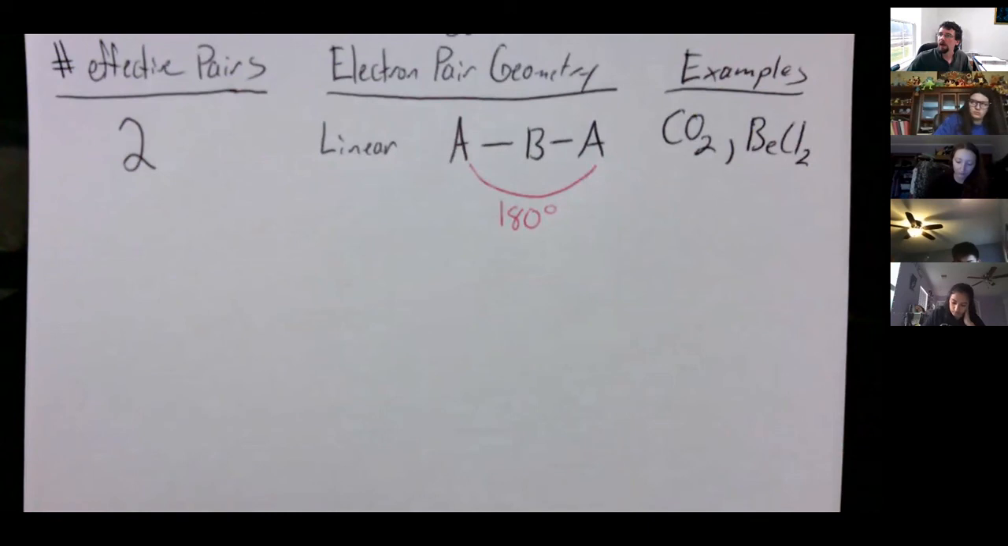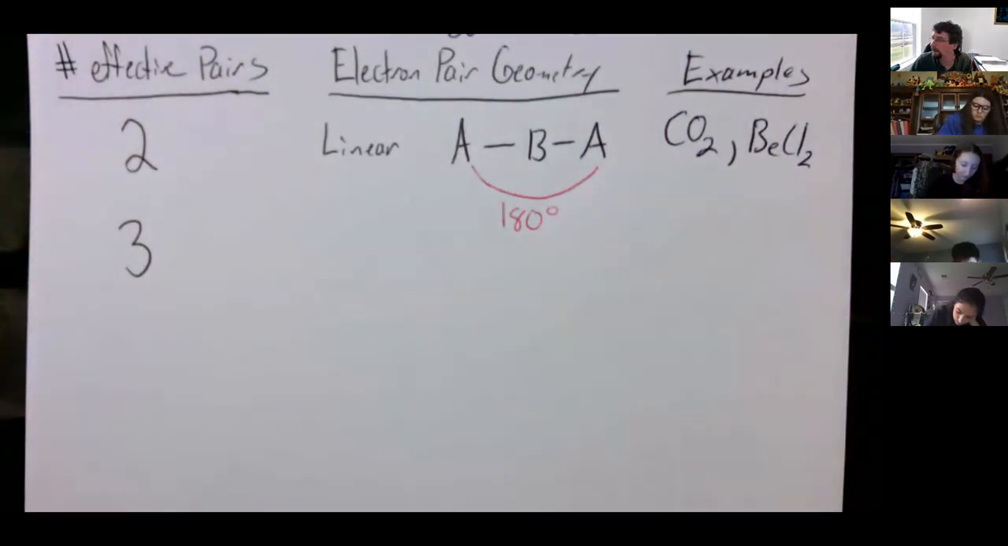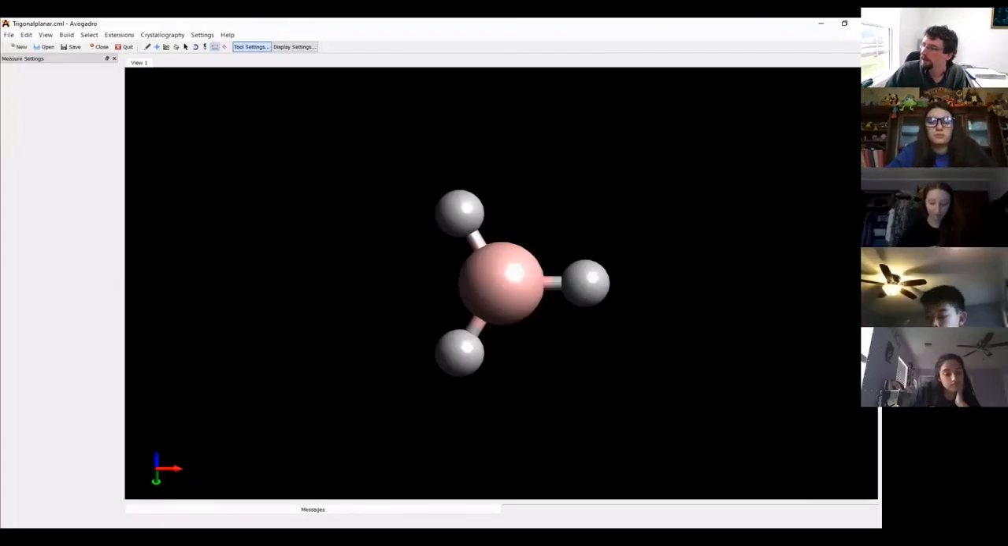All right. So now let's move on to 3 effective pairs. Again, I'm going to share my screen with you, and we're going to try and name this guy, and we're also going to come up with the bond angles, all the unique bond angles in the system. Okay. So if you look, this is the 3-dimensional shape that we get.